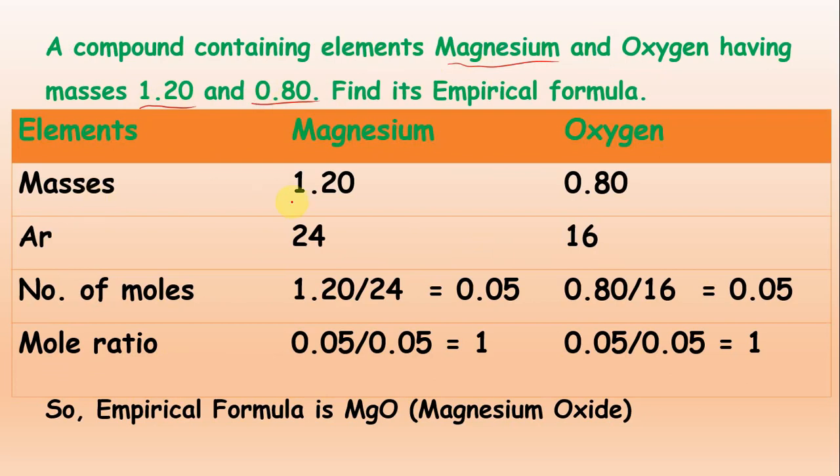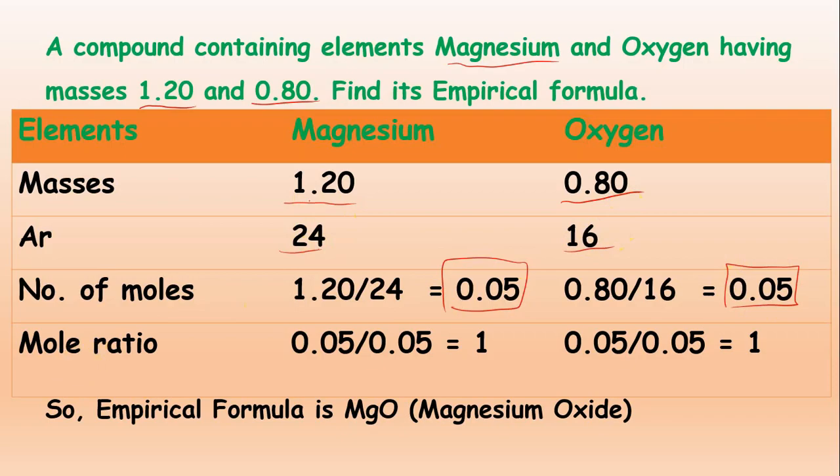Now you have to write the masses, that is 1.20 and 0.80. The AR of the two elements: magnesium is 24, oxygen 16. Now how to calculate the number of moles? Just divide the mass by the AR. So we will get 0.05 moles and 0.05 moles. Now how can we calculate the mole ratio or simplest ratio?